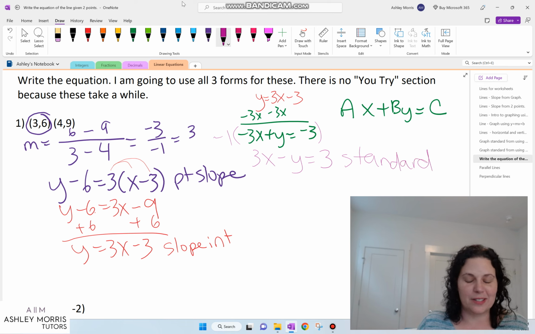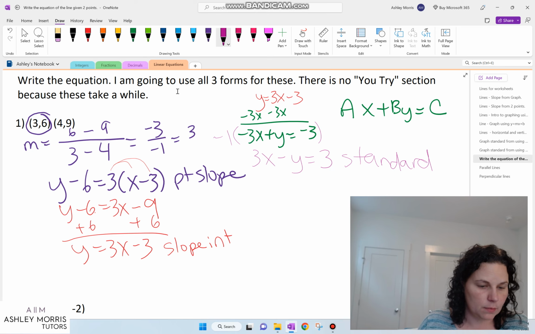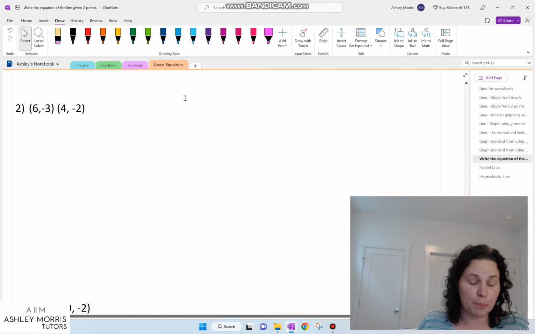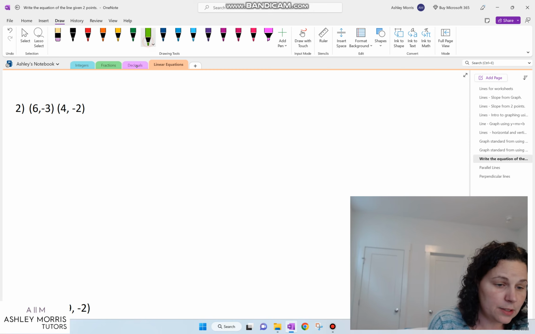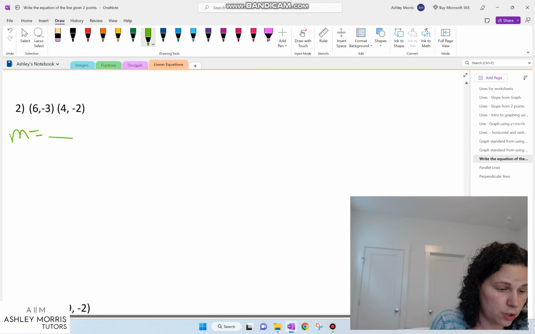And there were no fractions and decimals in that one, so that made it a little easier. All right, let's keep going. If you're feeling good, pause it and try this one on your own. But let's do slope first.